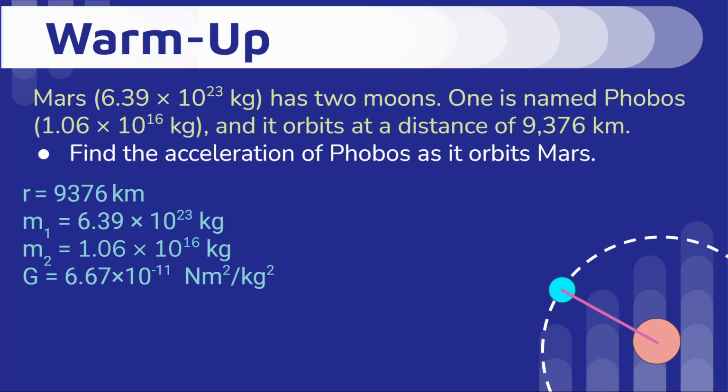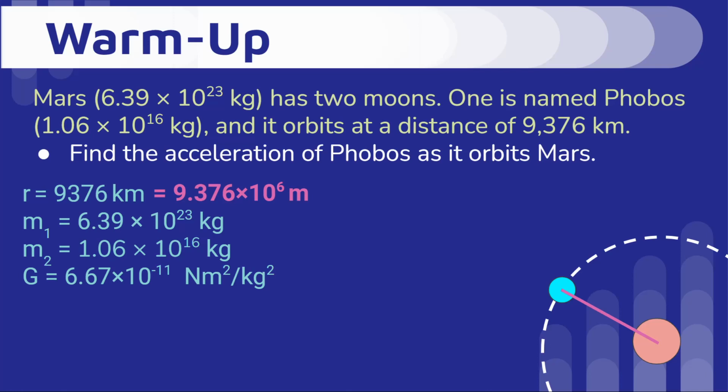Yes, Nate? Kilometers into it. I need to convert kilometers into meters. Okay, so my first step is to get my radius in meters before I start plugging in any numbers. There are 1,000 meters in a kilometer, so I just need to multiply this number by 1,000, and I'm going to go ahead and put it in scientific notation instead of adding all those zeros, but it gives me 9.376 times 10 to the 6th power, in meters.